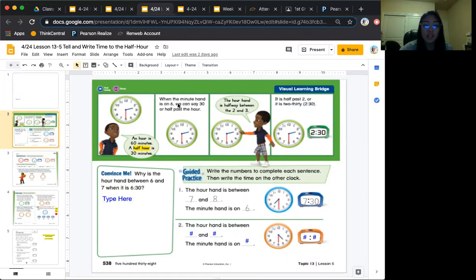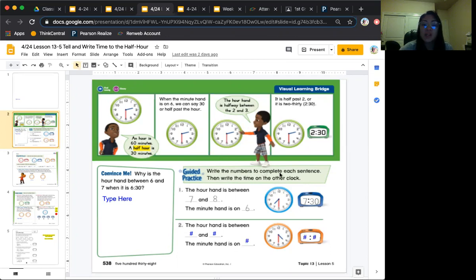When the minute hand is on 6, we can say 30 or half past the hour. An hour is 60 minutes, a half hour is 30 minutes. The hour hand is halfway between the 2 and the 3 when it is half past 2, okay?